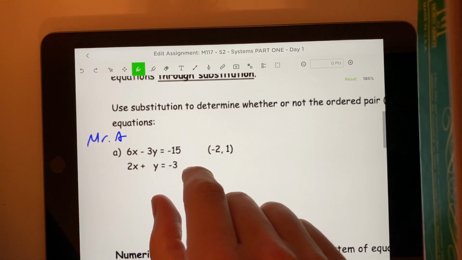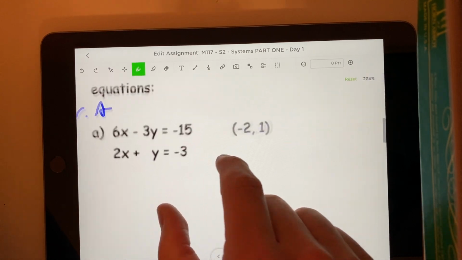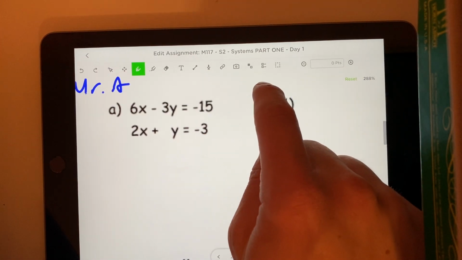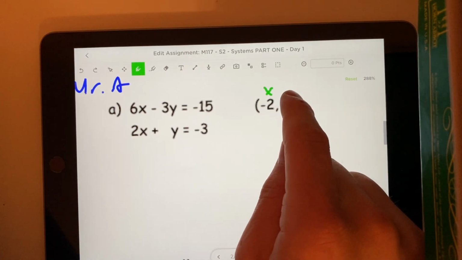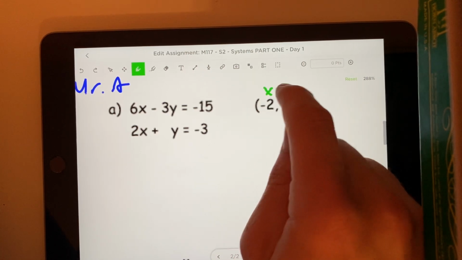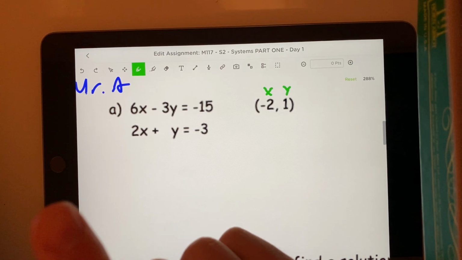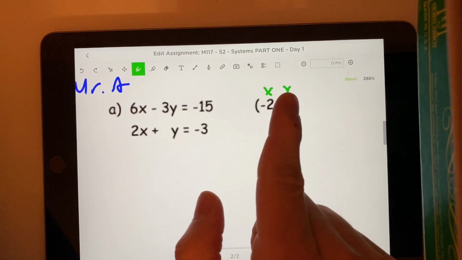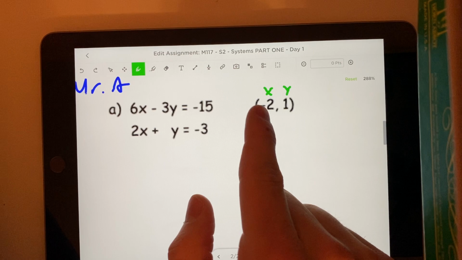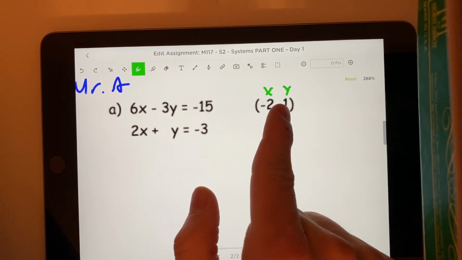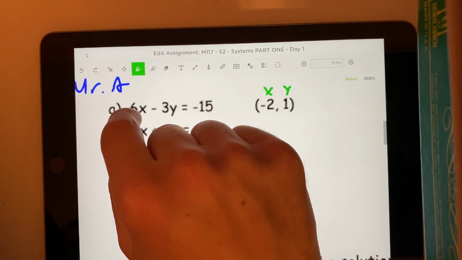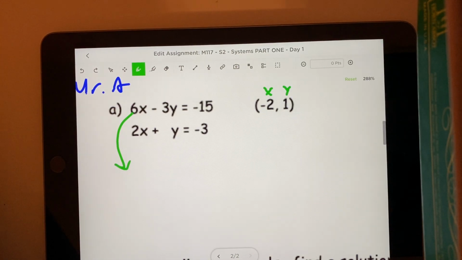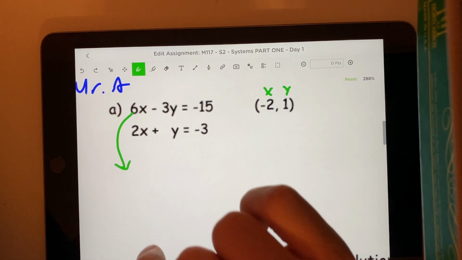So what I would do is this. -2 is an x, +1 is your y. We are going to replace every x with -2 and replace every y with 1. And we'll see if it makes both of these things work. Because if it is a solution, our numbers are going to come out really nicely. And I'll show you what I mean by that.